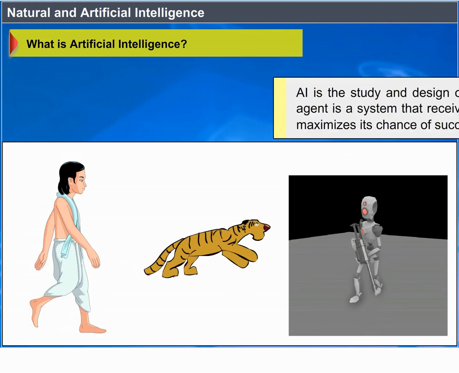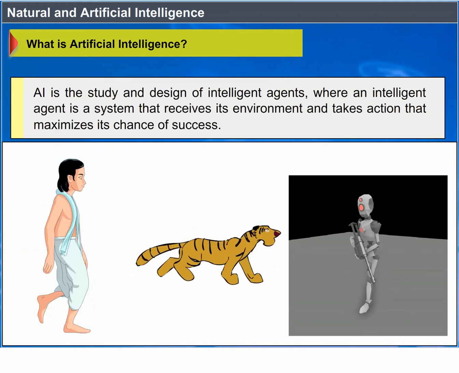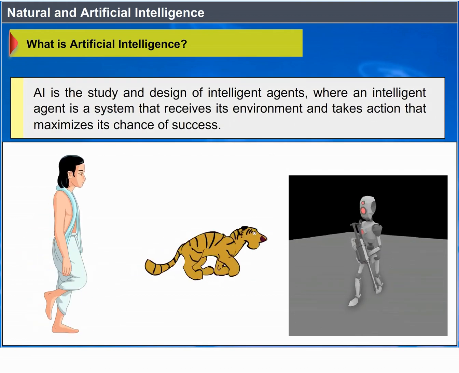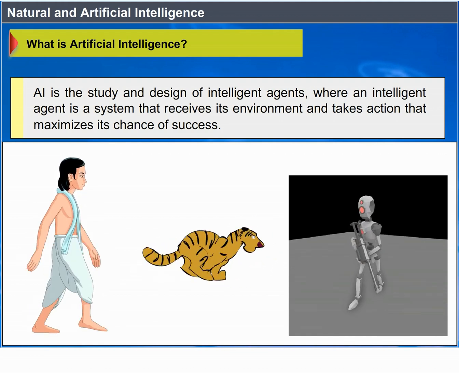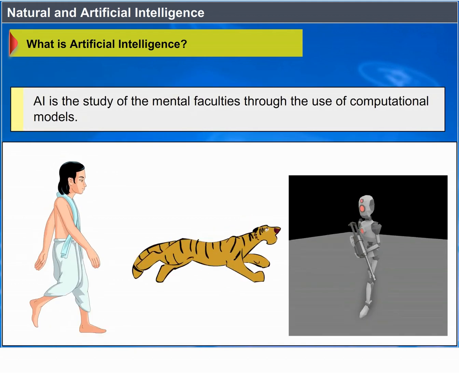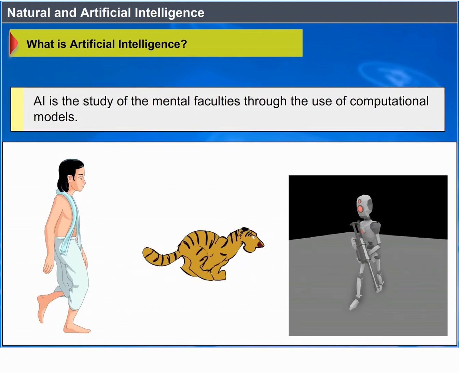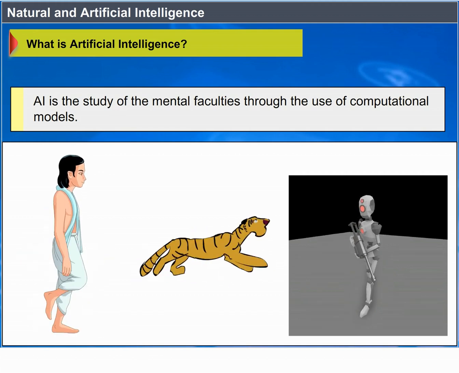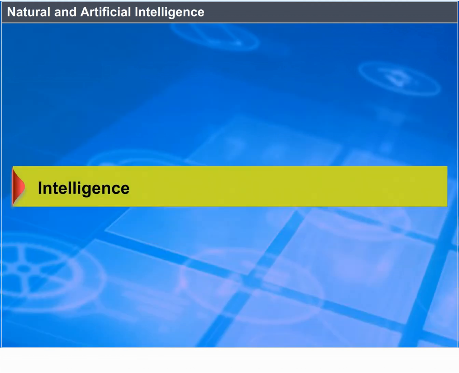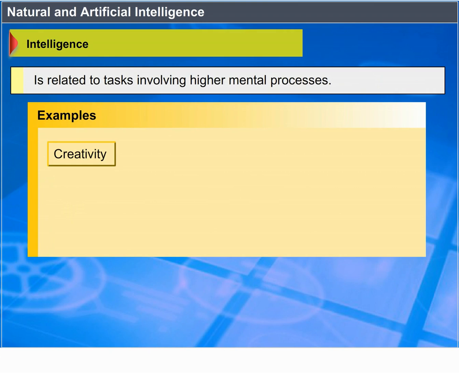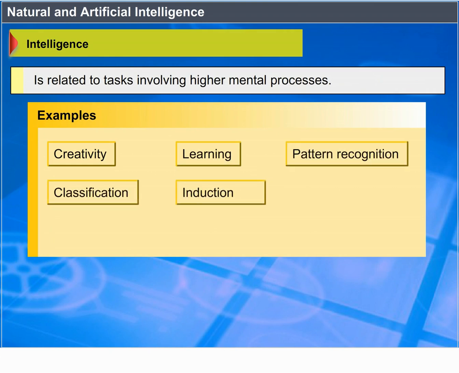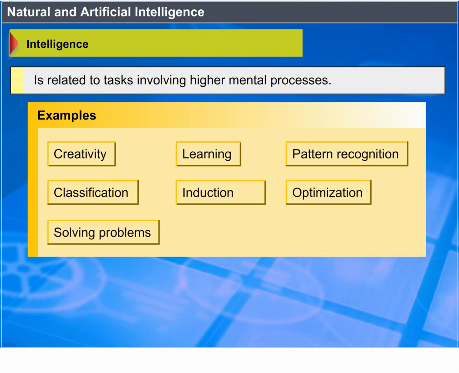AI is the study and design of intelligent agents, where an intelligent agent is a system that perceives its environment and takes action that maximizes its chance of success. AI is the study of the mental faculties through the use of computational models. Intelligence. Intelligence is related to tasks involving higher mental processes. Examples: creativity, learning, pattern recognition, classification, induction, optimization, solving problems, and language processing, etc.